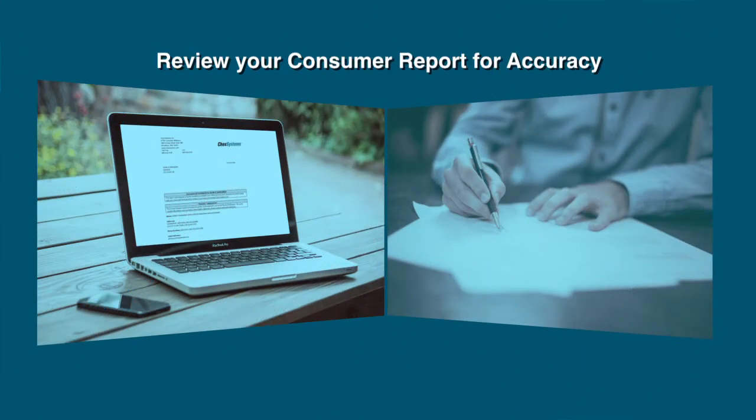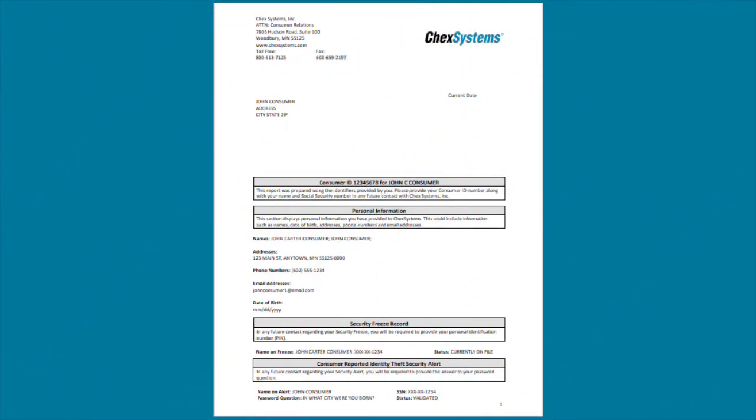Once you have received your consumer report, please review it for accuracy. Let's take a look at a sample consumer report to help you understand what information is being reported under each section. Please know that some of the information on this sample report may vary slightly from what you'll see on your own report. The first section displays your consumer identification number.